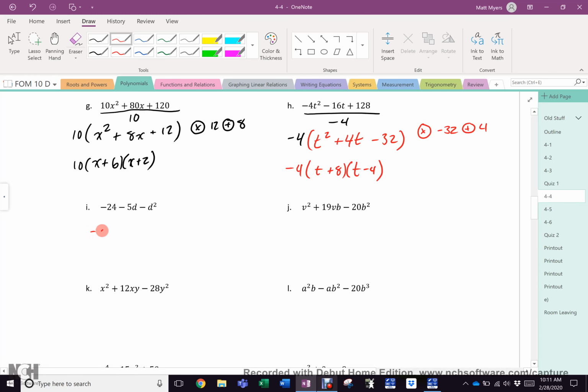Could I do -d squared minus 5d minus 24? Is that okay? Of course it is, because they're all still negative, yes? I have the exact same things, right? Now what bothers you? A negative at the front. How do we get rid of that? We divide by -1, yeah? So I'm going to have a negative at the front, and then I'm going to have d squared. What happens here? Positive 5d, and what happens here? Positive 24, right? Are there numbers that multiply to positive 24 and add to 5?